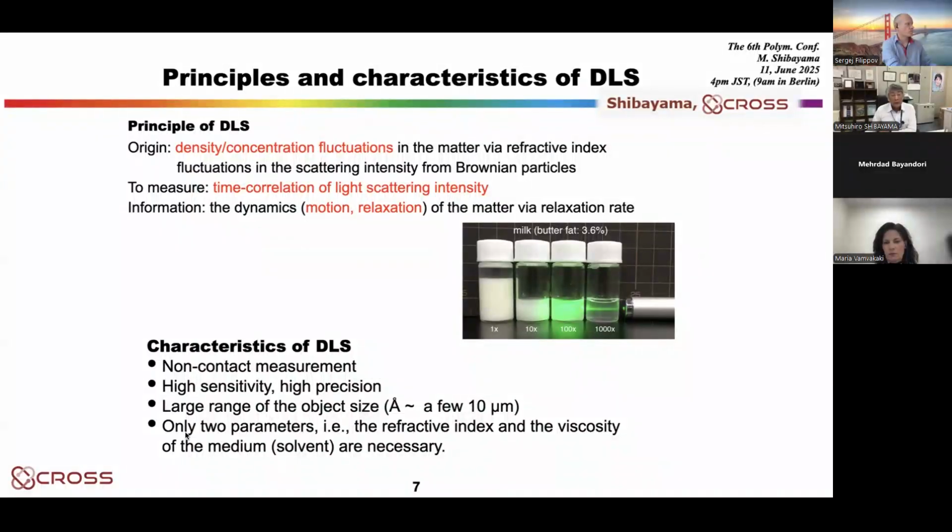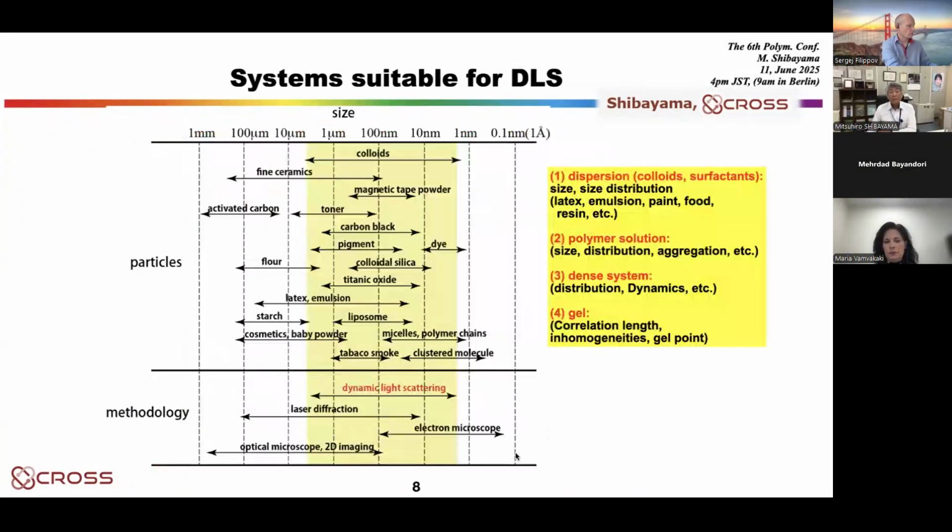And then this is another important point. Only two parameters are necessary. One is the refractive index and the other is the viscosity of the medium. So systems suitable for dynamic light scattering are shown here, such as particles and colloids and fine ceramics, magnetic tape powder, toner, pigment, and such.